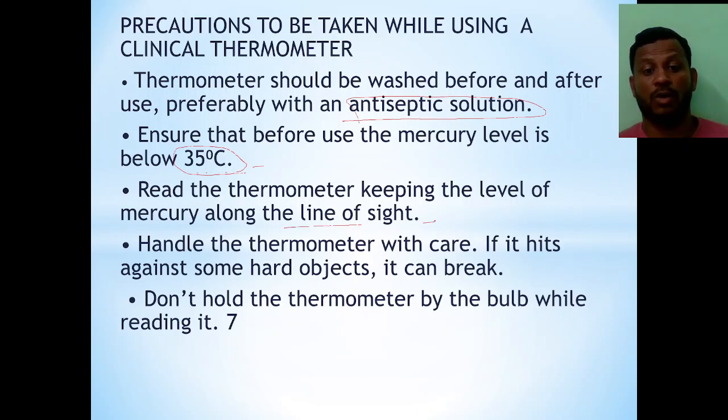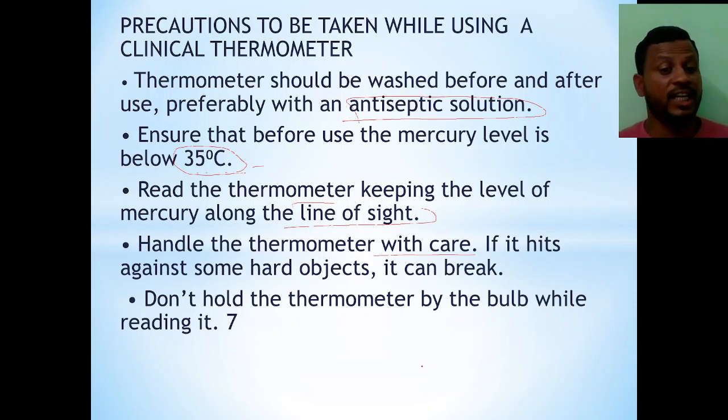Second, read the thermometer keeping the level of mercury along the line of sight. We have to observe the level of mercury when we place it under the arm or below the tongue of the patient. Handle the thermometer carefully. Why? Because these are very sensitive. If you touch the bulb, the mercury starts to expand. So we have to handle it carefully.